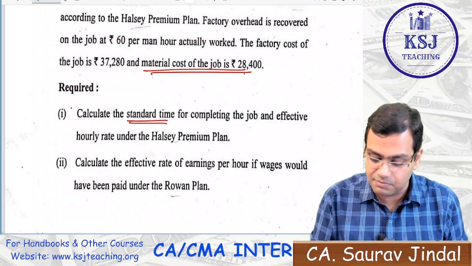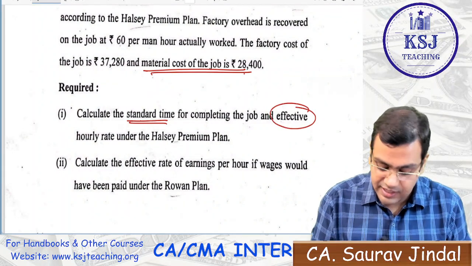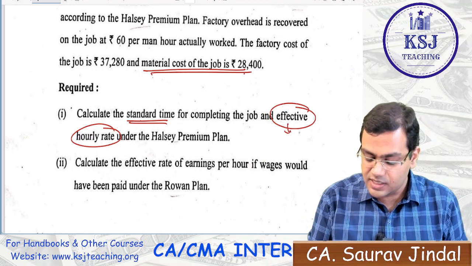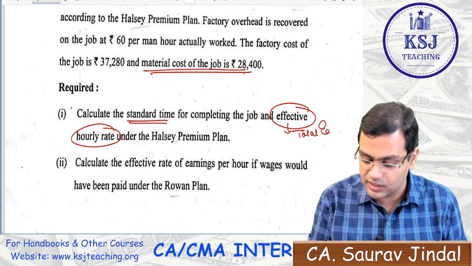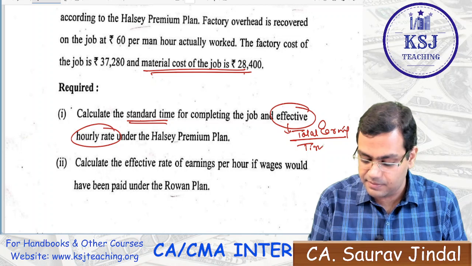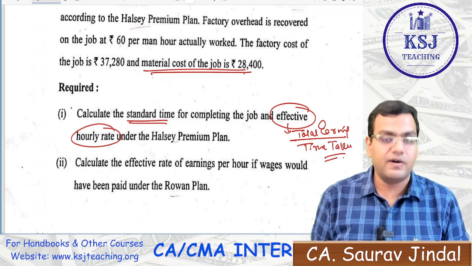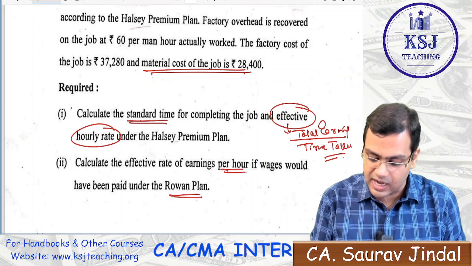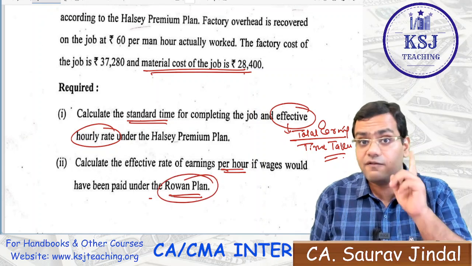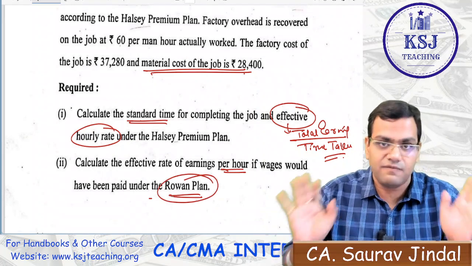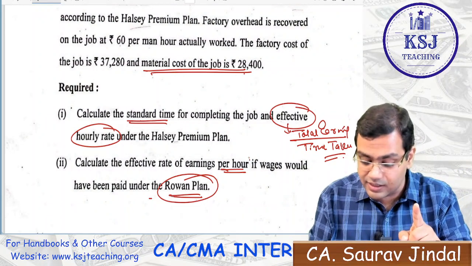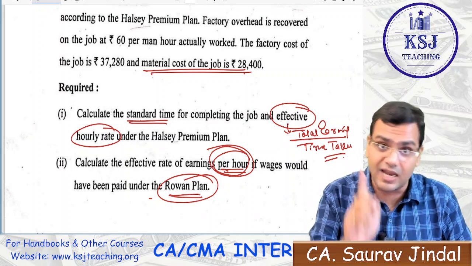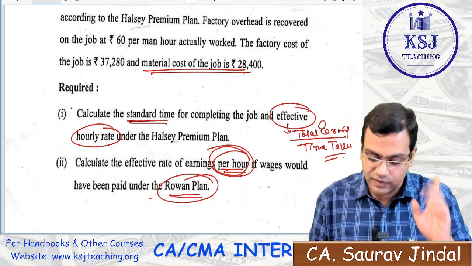Calculate the standard time for completing the job, and the effective hourly rate was required under the Halsey premium plan. The effective hourly rate is total earnings divided by actual time taken, right? Then once you have all the figures, time allowed, time taken, time saved, you can calculate the earnings per hour if the wages would have been paid under the Rowan plan. Now here, you might have committed one mistake, I'm not sure if you have or not. The requirement of the question is to calculate the earnings per hour. If you have not calculated that, you will lose marks, right?